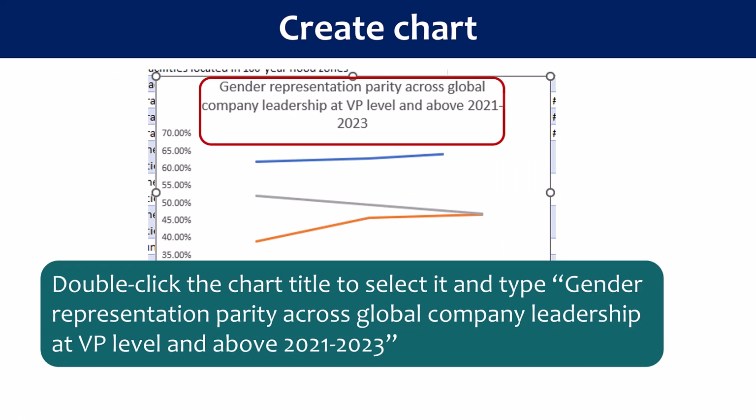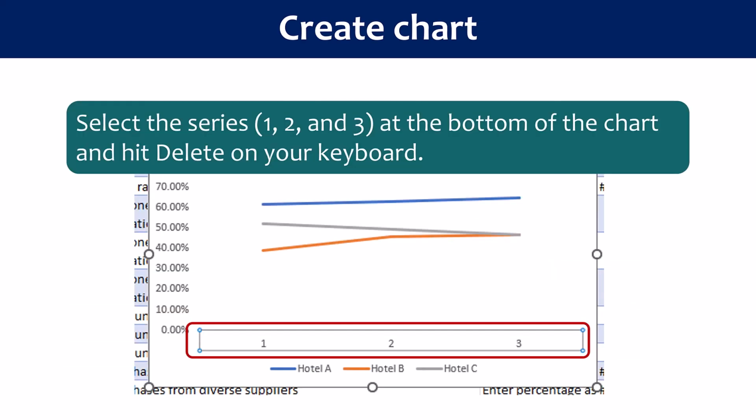Double-click the chart title to select it and type Gender Representation Parity across Global Company Leadership at VP level and above 2021 to 2023. Next, select the series 1, 2, and 3 at the bottom of the chart and hit Delete on your keyboard. We do not need this legend in our chart.